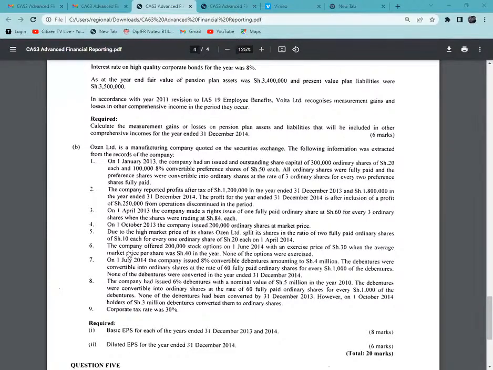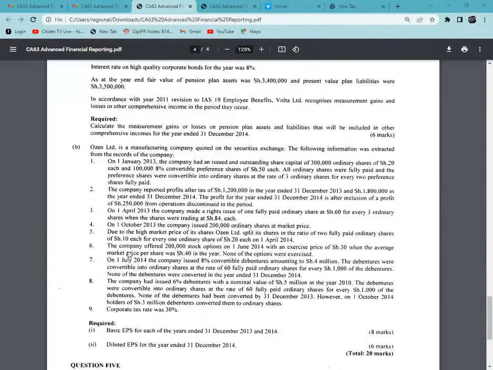Note 6. The company offered 200,000 stock options on 1st June 2014 with an exercise price of 30 when the average market price per share was 40 in the year. None of the options were exercised. No worries. Note 7, on 1st July 2014, the company issued 8% convertible debentures amounting to 4 million.